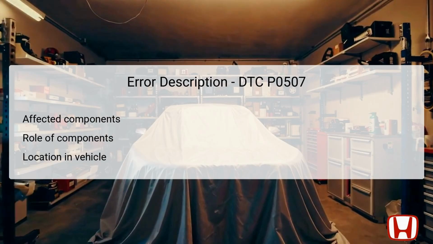These components are generally located in the engine compartment. For example, the ECM is mounted in the passenger compartment behind the dashboard, while the IAC is typically found on or near the throttle body. Proper location of these components is essential for effective troubleshooting and repair.